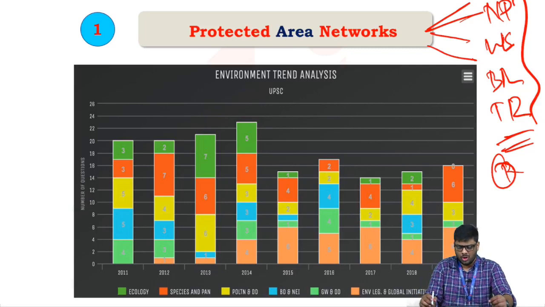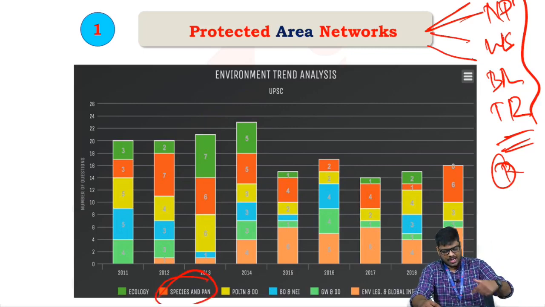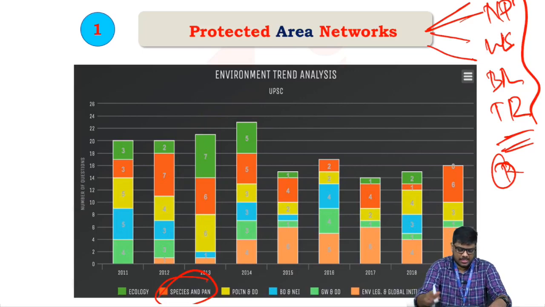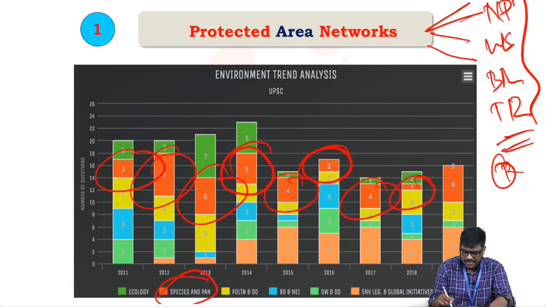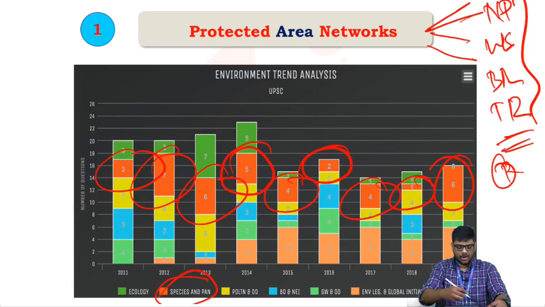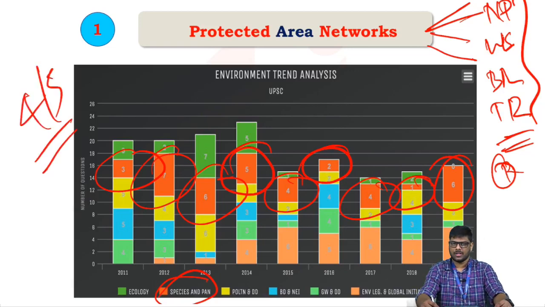Before getting into the topic, look at the importance of protected area networks. For the sake of explanation, I have compared species protection and protected area networks together. Look at the red and orange marks in each year. Every single year you can expect questions, and on average there will be around 4 to 5 questions from these 2 portions. Look how important the portion is.